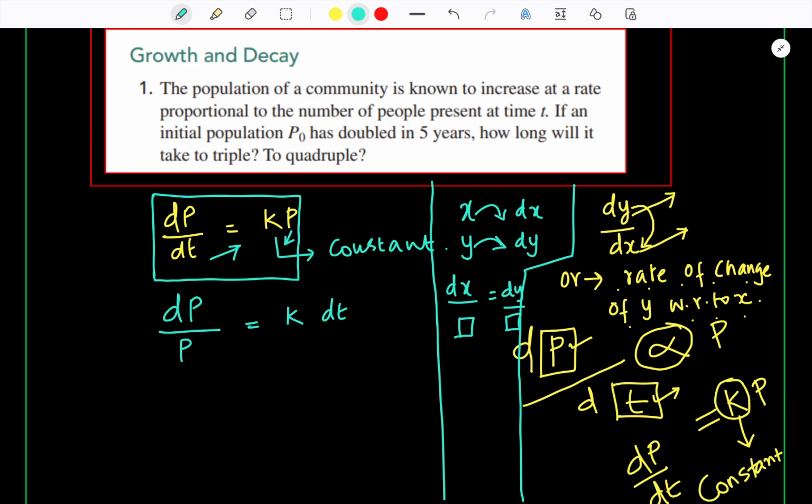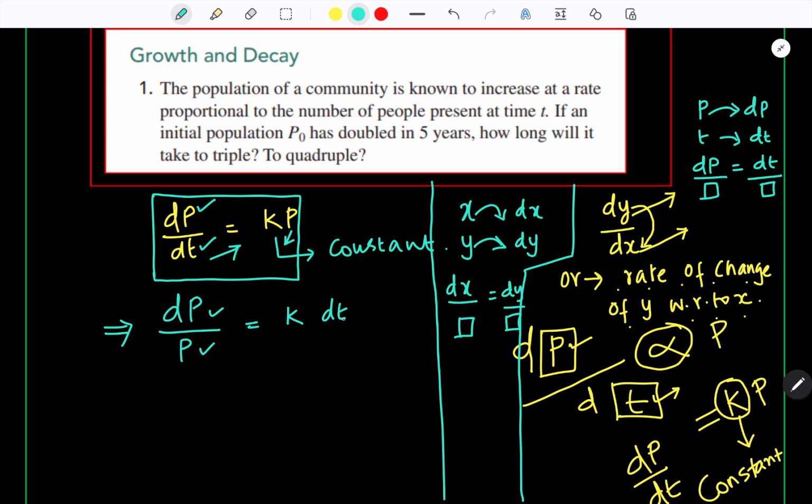In this case, we don't have x, y, dx, or dy. We have p and dp, t and dt. So it means p with dp and t with dt, and dp and dt should be in the numerator. This is called the variable separable method. So I separated the variables. Now you can see dp divided by p is equal to k dt.